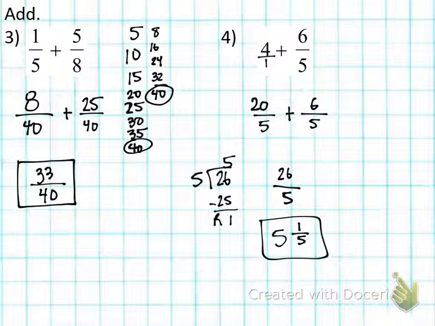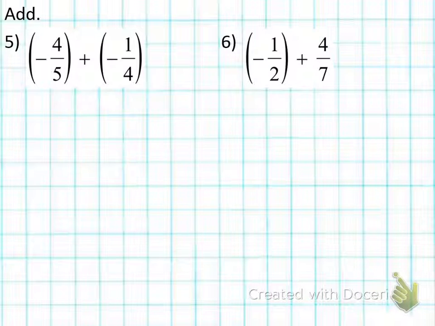What do you do to get the bottom one? 5 times 1, 5 times 6 would be 30. No, 5 times what is 5? 1. So 1 times 6 is 6. Did we convert the second fraction? Do we have to convert the second fraction? No. Okay. Good. Next one, number 5.